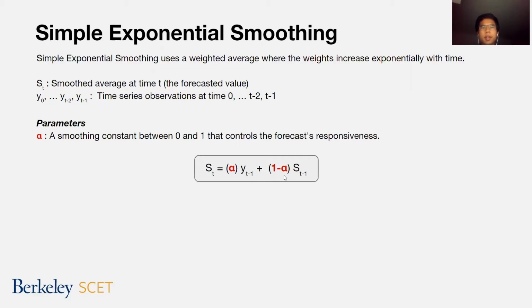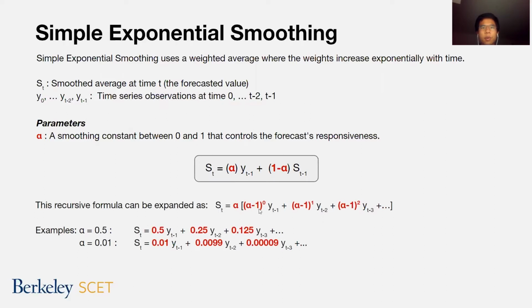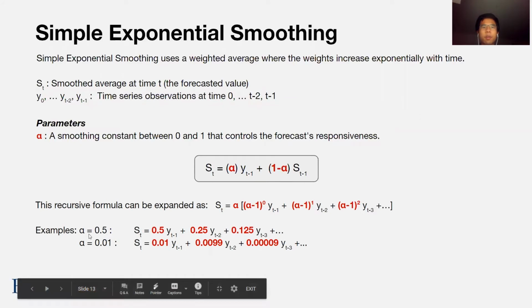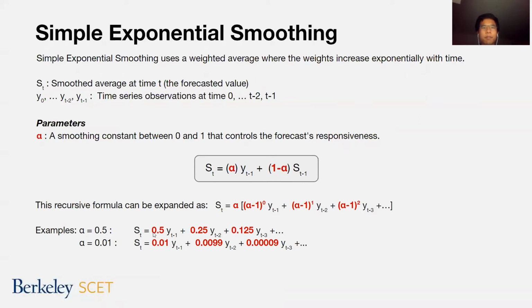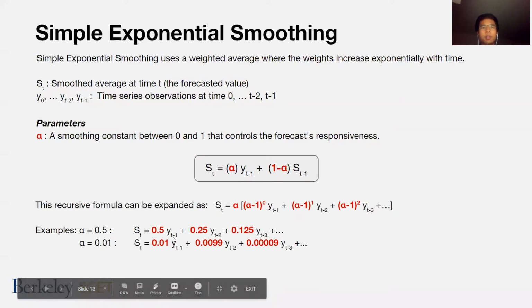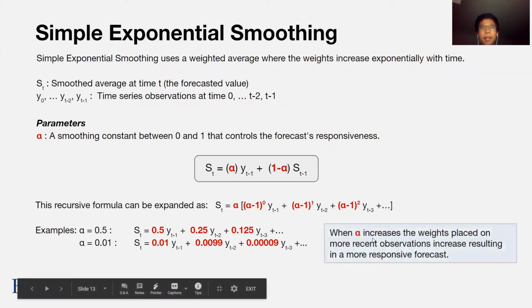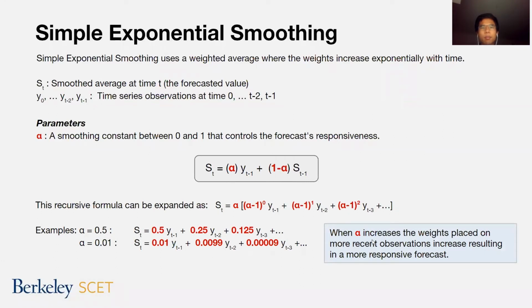So the formula looks like this. You can see that it's recursive because at time t, it's using the smoothed average at time t minus 1. So we can expand this recursively to show the following structure underneath here. Then we can see that if we plug in different values for alpha, we can affect how responsive the forecast is, or how much weight is placed on recent observations. For example, if alpha is closer to 0.5, you see that more weight is placed on the most recent observation at t minus 1 than if alpha is small, like 0.01. To sum this up, as alpha increases, we see a larger weight placed on more recent observations, and therefore the forecast is more responsive.